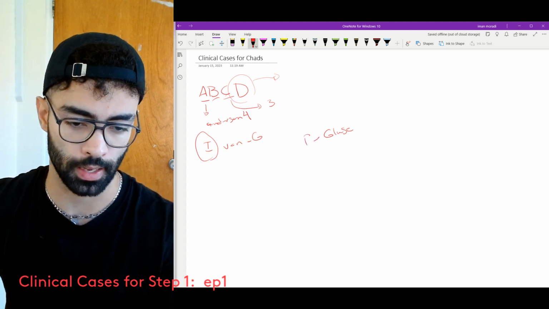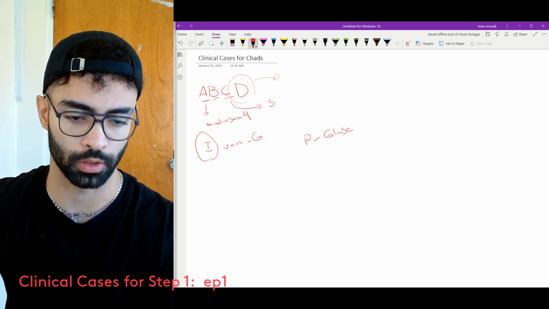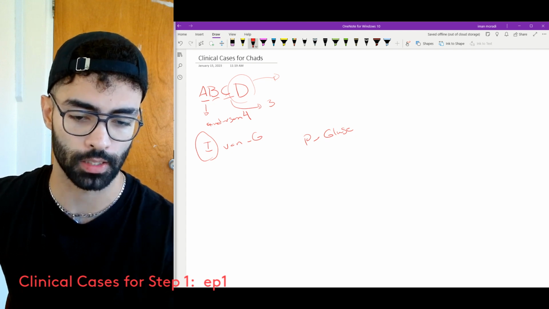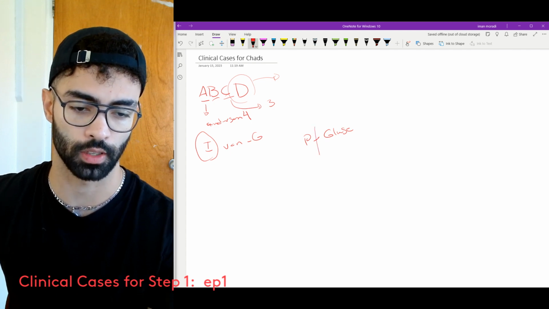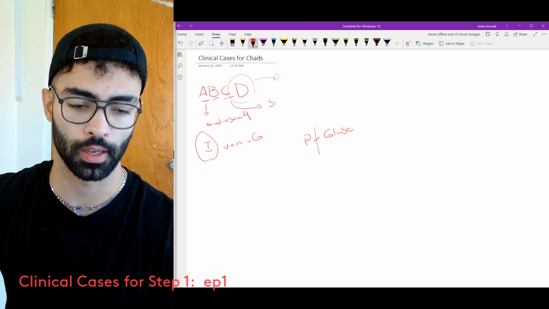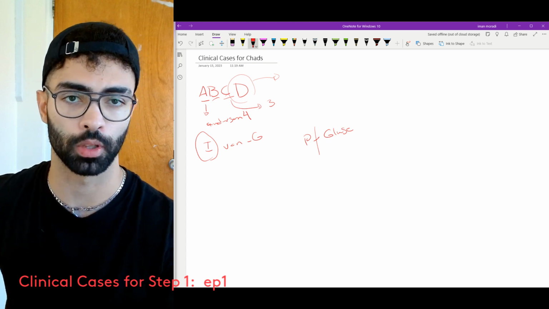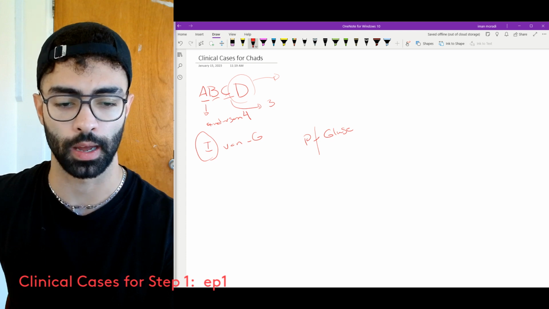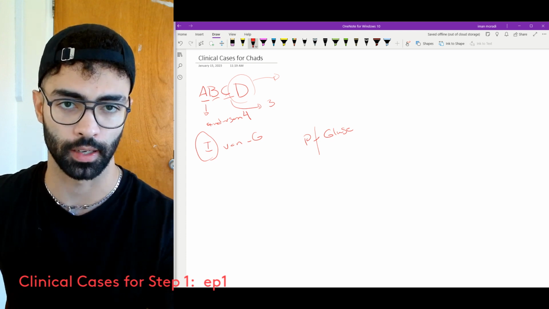gluconeogenesis. At the last step, the glucose is still attached to the phosphate. You need to cleave the phosphate to release the glucose, right? So these patients with von Gierke's don't have this last enzyme that breaks this bond and releases the phosphate and releases the glucose, right? So they also have hypoglycemia, but what's more important is that you have high lactic acid, right?